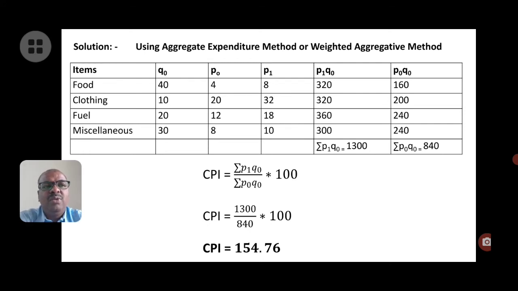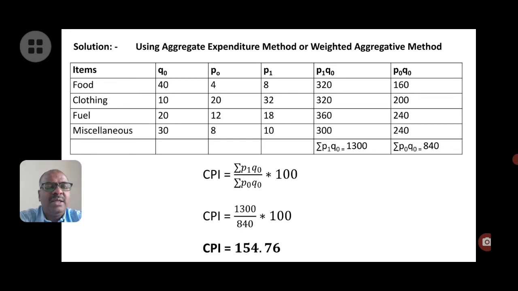Similarly, let us find out what is P0 Q0. So we are multiplying the prices of the base year with quantities of the base year. So price of the base year 4 into quantity of base year 40, which is 160, 20 into 10, 200, 12 into 20, 240, 8 into 30, 240, and the total of P0 Q0 is 840.